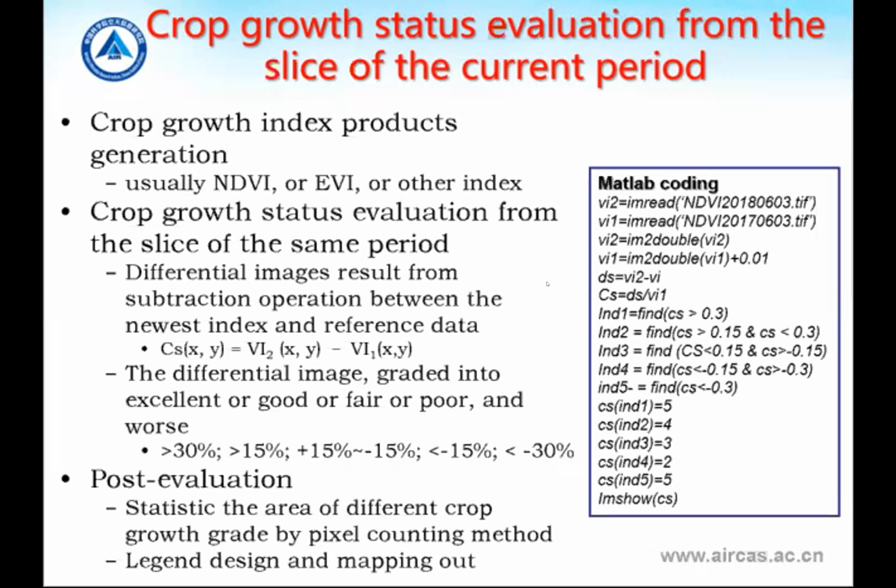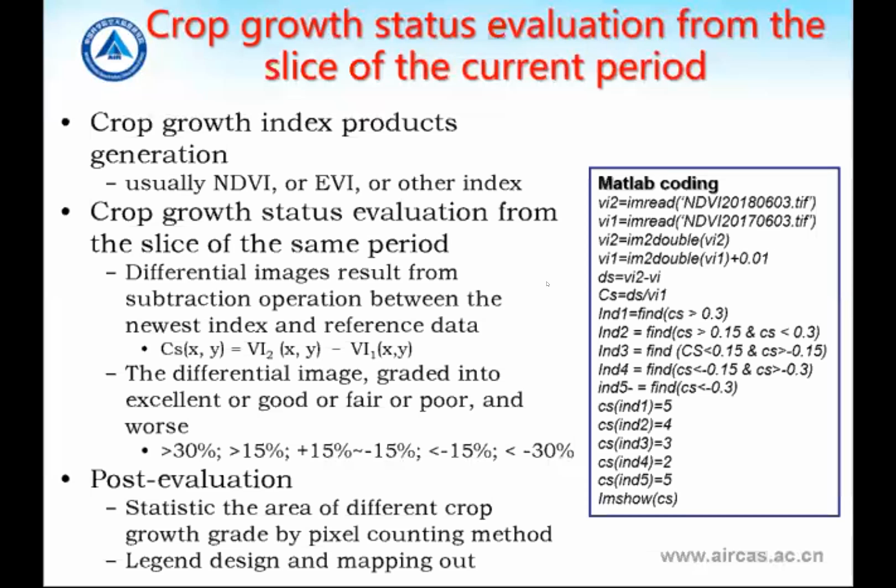And then the indicators are compared with standard reference data to get a differential image. For the standard reference data, it can be the crop status last year or the average level of the past 5 years. It is up to your requirement.